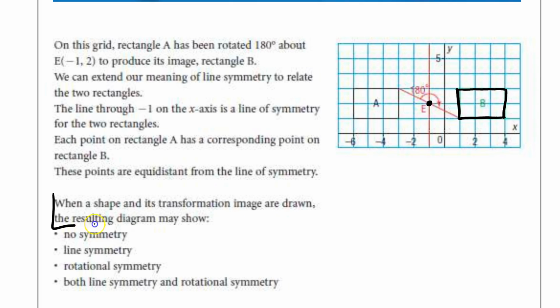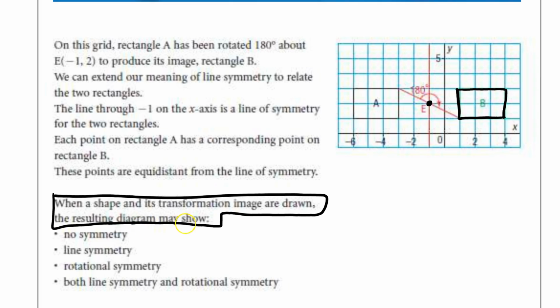So what we're trying to get at here is when the shape and its transformation image are drawn, the resulting diagram may show no symmetry, line symmetry, rotational symmetry, and sometimes both line symmetry and rotational symmetry. So some people are going to look at this and say, in fact, I think most people would look at this and say, this is a reflection, or this has line symmetry because it's equidistant from the line of symmetry here. I think a select few would say it's rotational symmetry, and it's rotated 180 degrees around point E, which is found at (-1, 2).